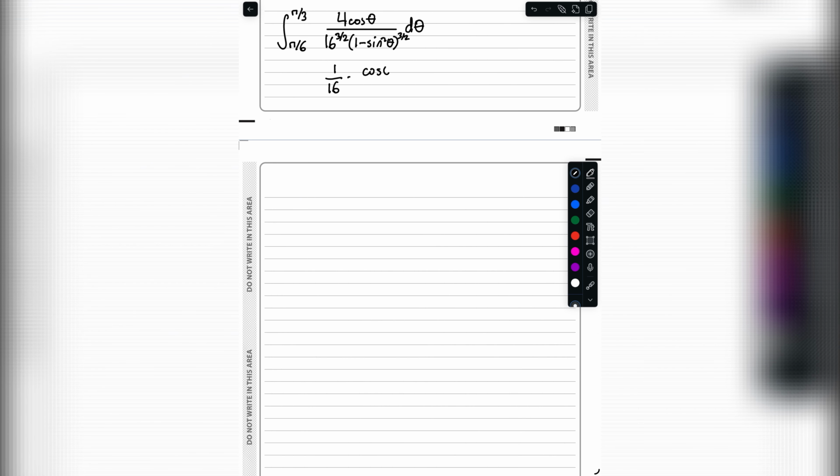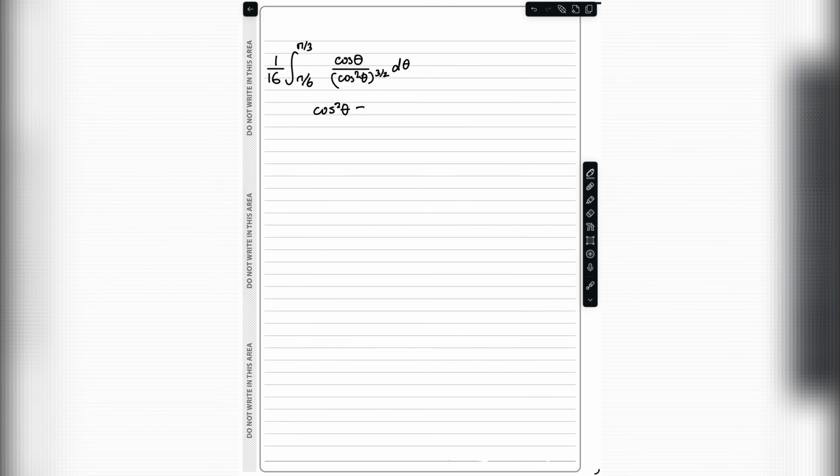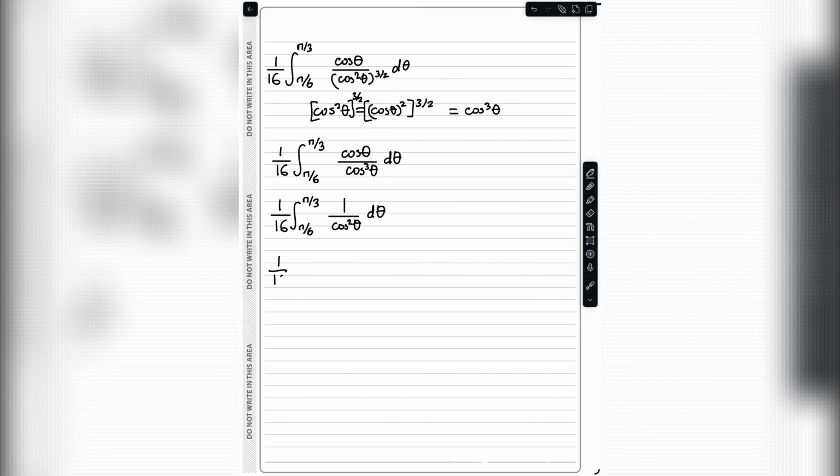So we can multiply that by cos theta divided by 1 minus sine squared theta to the power of 3 over 2 d theta. And remember, that's our integral, so that will be between the lower limit of pi over 6 and the upper limit of pi over 3. So we have cos theta divided by cos squared theta to the power of 3 over 2 d theta. And given as cos squared theta is the same as cos theta all squared, if we raise this to the power of 3 over 2, we can multiply the powers. So I'm just going to write 3 over 2 here, giving us cos cubed theta. And after simplifying this, we have 1 over cos squared theta, which we can write as sec squared theta.